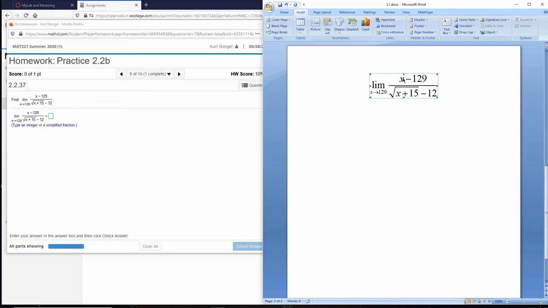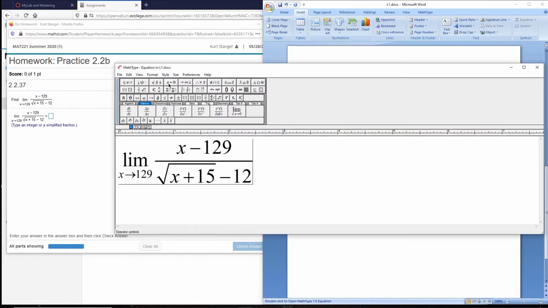And plugging in 129, you can see the numerator will be 0. And 129 plus 15 is 144. Square root of 144 is 12. 12 minus 12 is 0 in the denominator as well. So this is 0 over 0, the indeterminate form. And there is a square root, and that's going to mean then the conjugate. The conjugate's going to be the square root part except we just switch the sign between the terms.